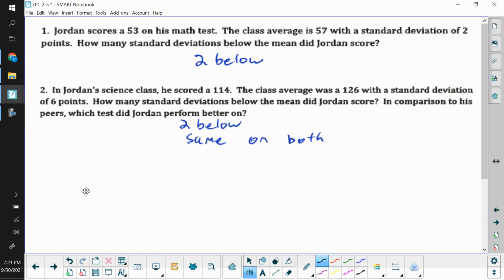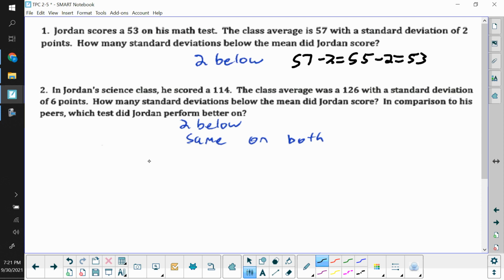Going to the homework. So Jordan had a 53 on his math test. The class average, or in other words, the mean, was 57. The standard deviation was 2. How many standard deviations below the mean was Jordan? Well, 57, if you subtract 2 once, that equals 55. If you subtract 2 again, that equals 53. So because we had to subtract 2 twice, that was 2 standard deviations below the mean.